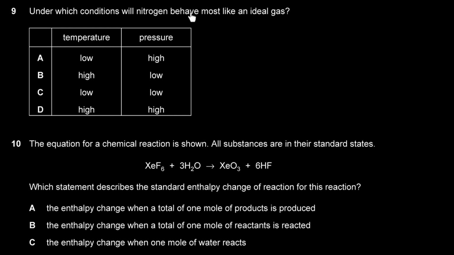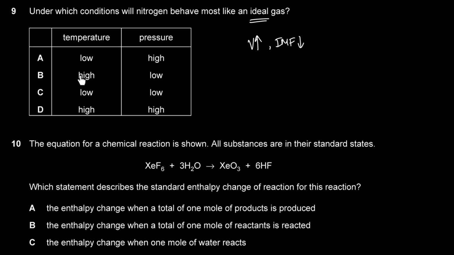Under which conditions will nitrogen behave most like an ideal gas? Now for a gas to behave ideally, what you want is the gas to occupy a very, very large volume. The reason why is because this will minimize the intermolecular forces between the particles because they're going to be far apart. And it also means that the volume of the particles themselves, or the atoms or the molecules themselves, is negligible compared to the volume that the gas occupies. These are both ideal gas assumptions.